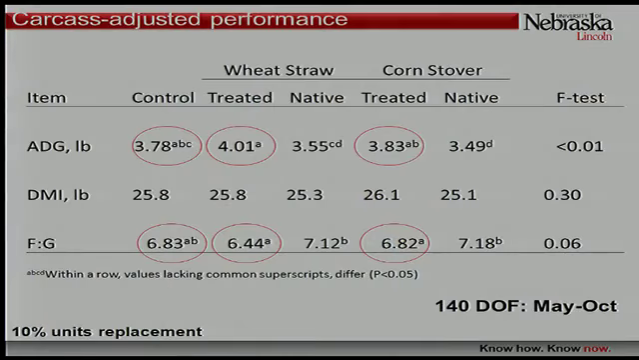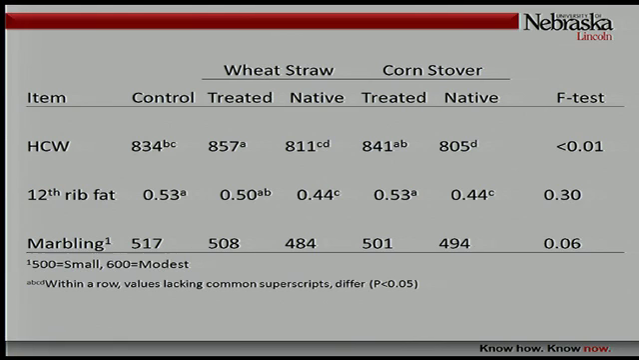Looking at performance, we had a 3.8 average daily gain for the control cattle, and similar, and if anything, a slight numerical increase in gain for the treated wheat straw, but it wasn't significant. Very comparable average daily gain, and not significant compared to the control, for treated corn stover. We didn't pick up a difference in intake in this study. That led to similar feed efficiencies that kind of follow the gain, as you can see, as far as their relationships to one another. That was carcass adjusted performance. We've seen similar trends in carcass weight.